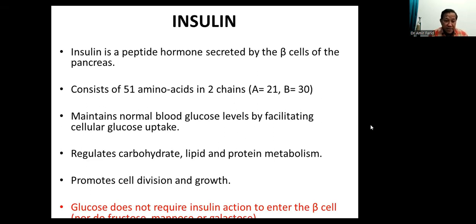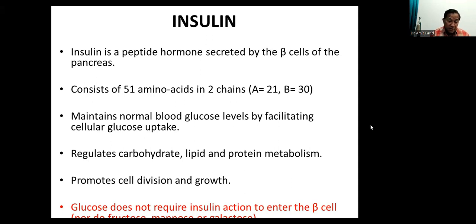Insulin is a peptide hormone secreted by the beta cells of the pancreas. When you say that it is a peptide hormone, then you know it is made of amino acids. In fact, it is made of 51 amino acids arranged in two chains. Afterwards, I will show the molecule structure. So two chains: the A chain of 21 amino acids and the B chain of 30 amino acids.